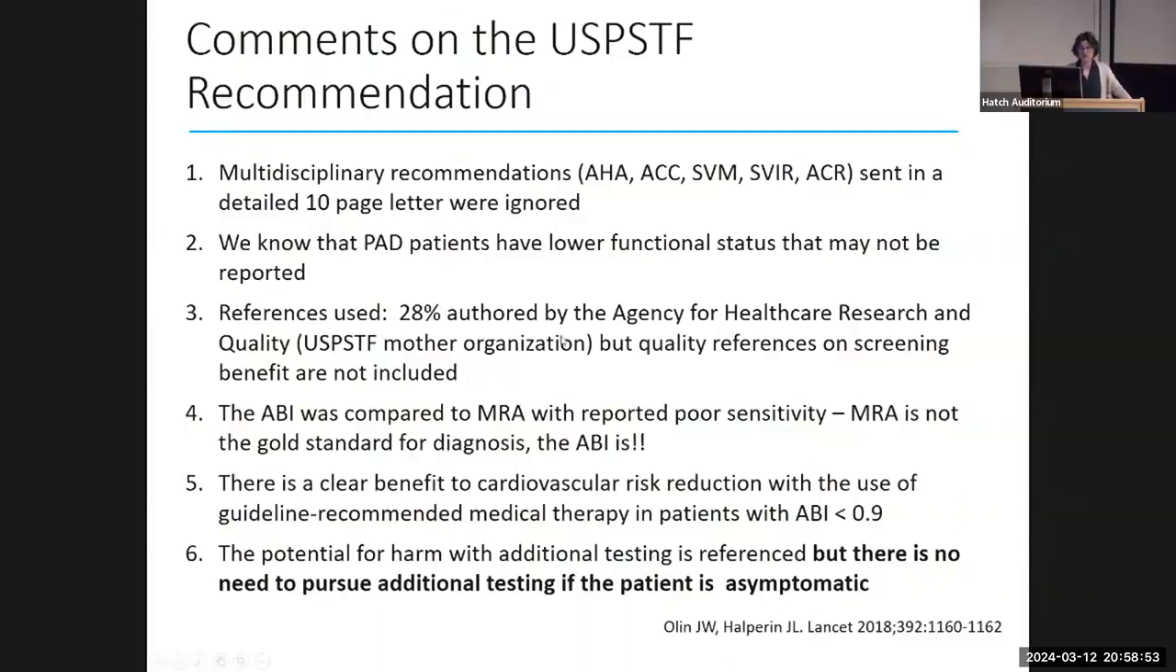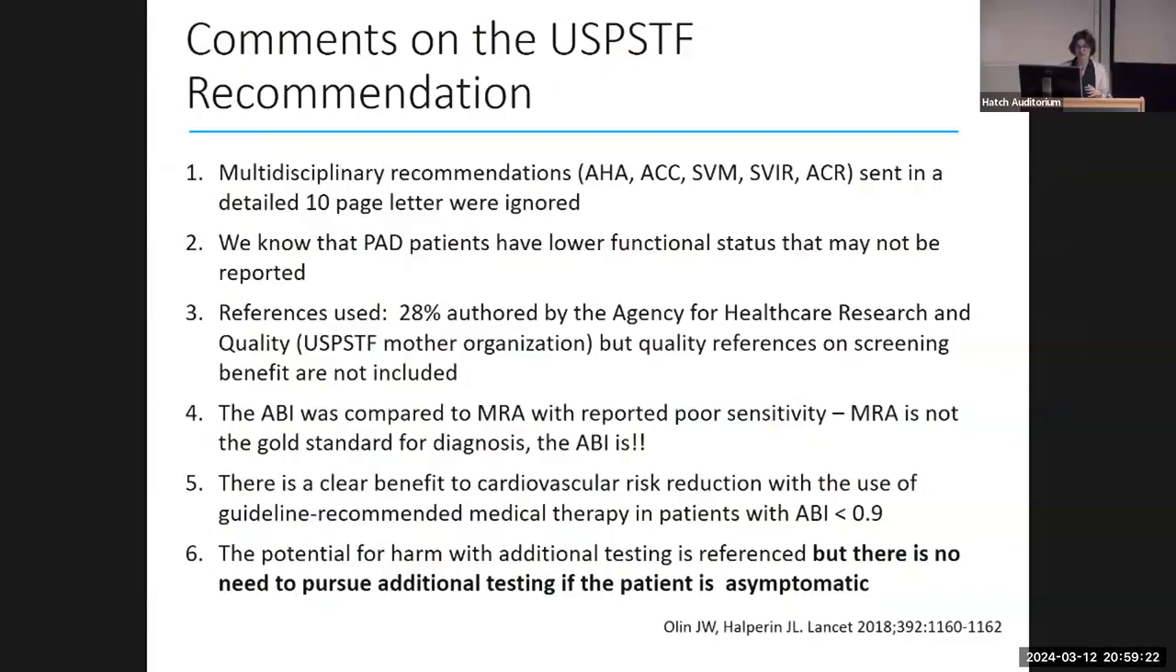Almost a third of the patients that were used in this publication were authored by the Agency for Healthcare Research and Quality, which is the USPSTF's mother organization, but other quality references on screening benefit were ignored or not included. They ended up comparing the ABI to MRA and reported poor sensitivity, but I'll take you back to the beginning of my talk. MRA is not the gold standard for diagnosis, the ABI is. So it's not really an appropriate comparison.